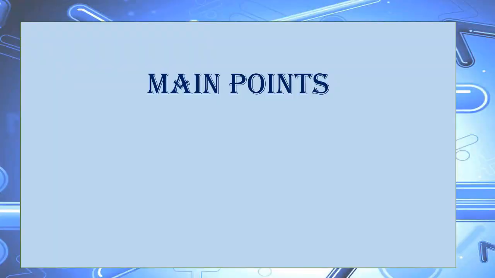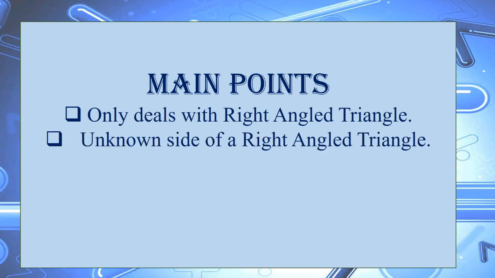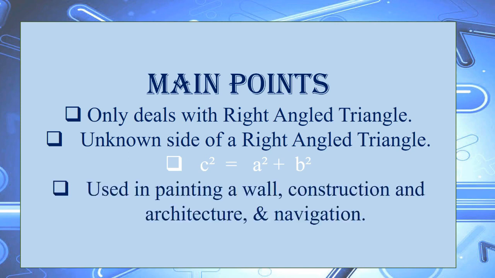At the end, it is concluded that Pythagoras theorem only deals with right-angled triangles. Pythagoras theorem can determine the unknown side of a right-angled triangle while the other two sides are known. The statement of Pythagoras theorem is c squared equals a squared plus b squared. Pythagoras theorem is used in painting a wall, construction and architecture, and navigation.